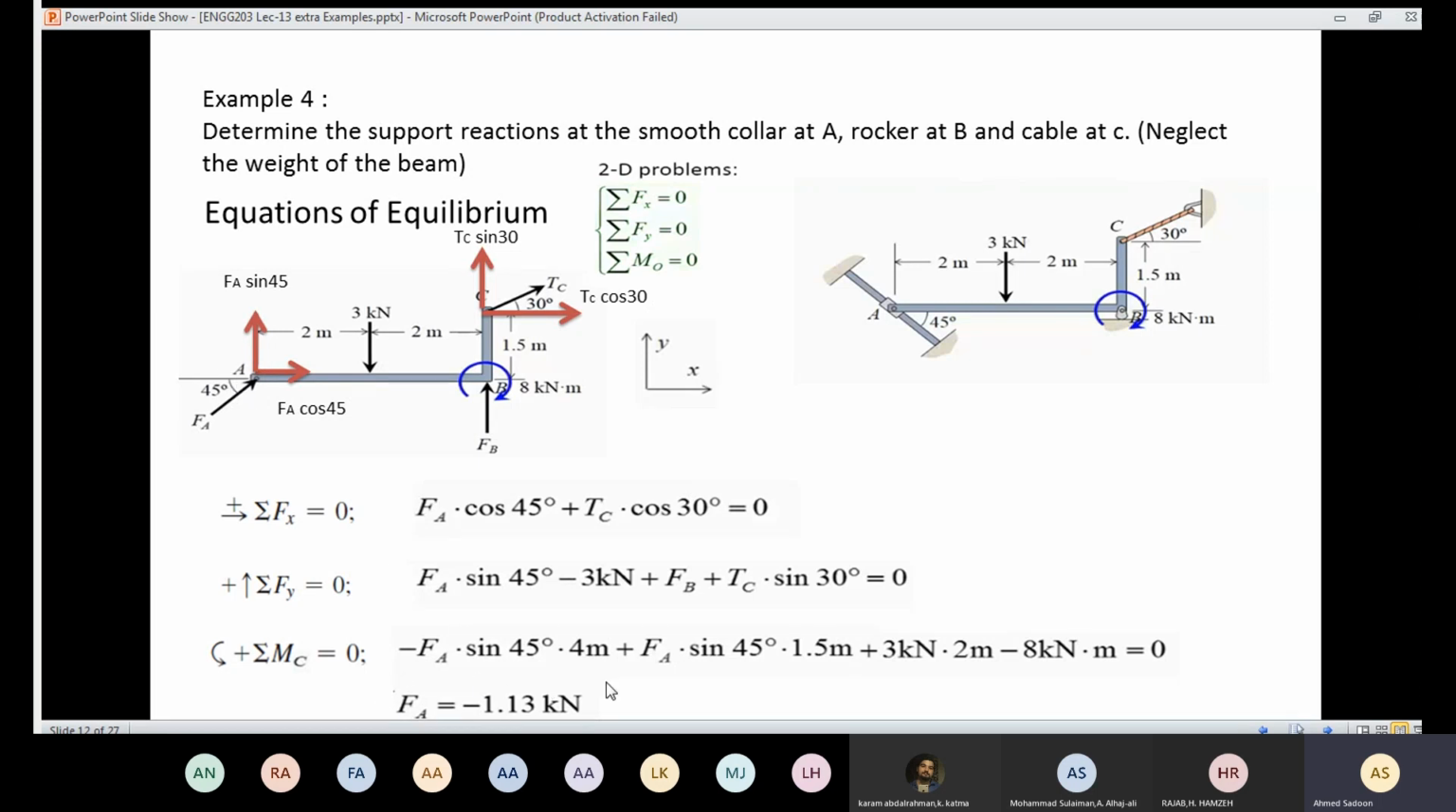Once I have FA, I can go back to equation number 1, which is here. I'm going to substitute the value like that. Don't forget the minus. Then you are going to get the value of TC. TC came out to be 0.924. Then substitute TC here and FA here, and you are going to get the value of FB. So here is a good example. It contains a lot of challenges. Make sure that you have the ability to solve that example.